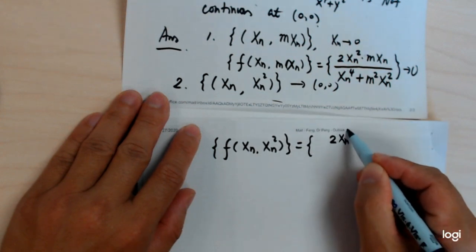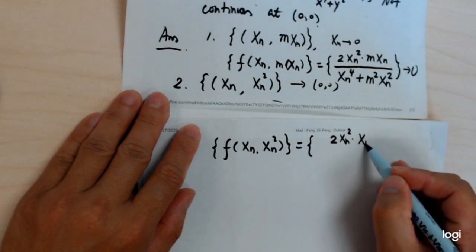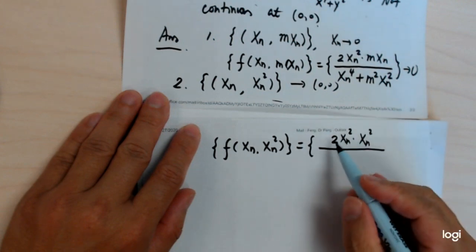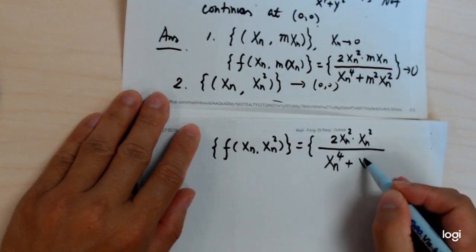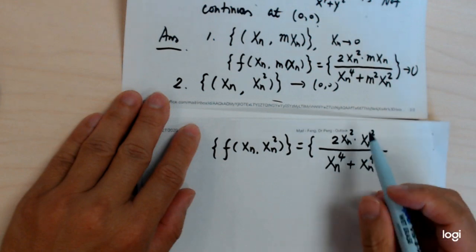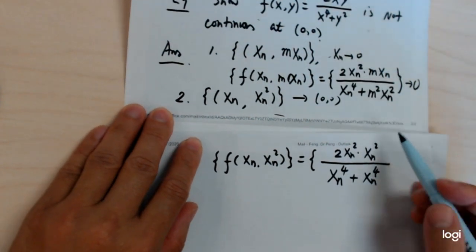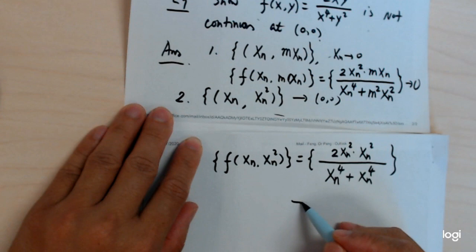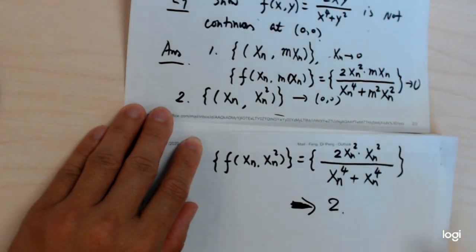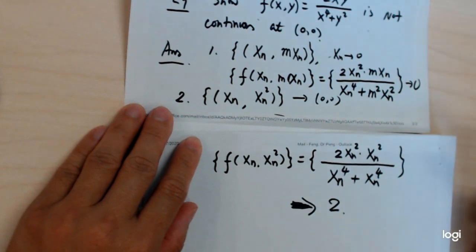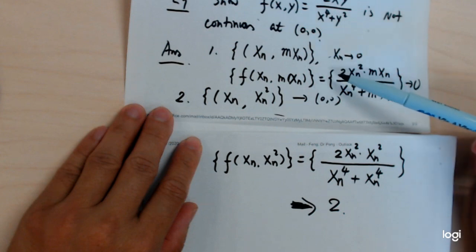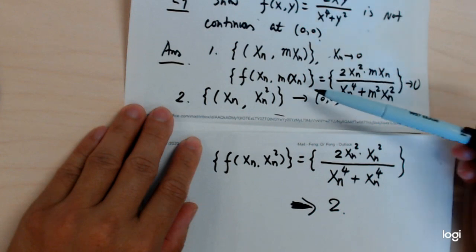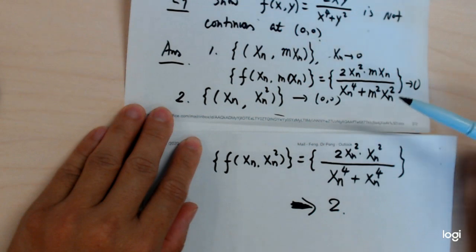Two xn squared, y sub n is xn squared, xn to the power of 4, okay, because it's a square on the denominator. This is actually a constant sequence. It goes to 2. So in this example here, we found two different sequences that both go to the origin, but the function's value goes to two different numbers.